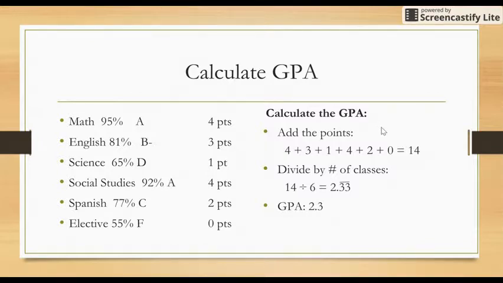In Iowa City, a plus grade, a regular grade, or a minus grade all count as the same point value. So for example, a B, B plus, and B minus all count as 3 points.